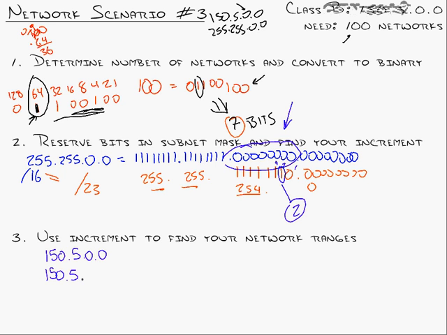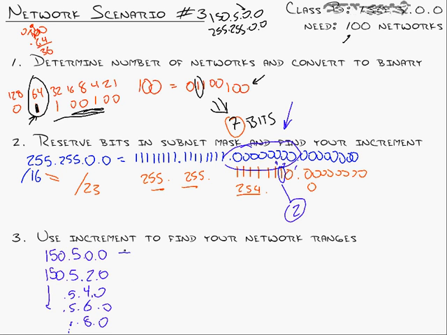So we have 150.5.2.0, 150.5.4.0, .5.6.0, .5.8.0. Forgive my penmanship getting a little sloppy as I go down. It's 150.5 the whole way down, and so on and so on and so on. We just keep adding to that number.